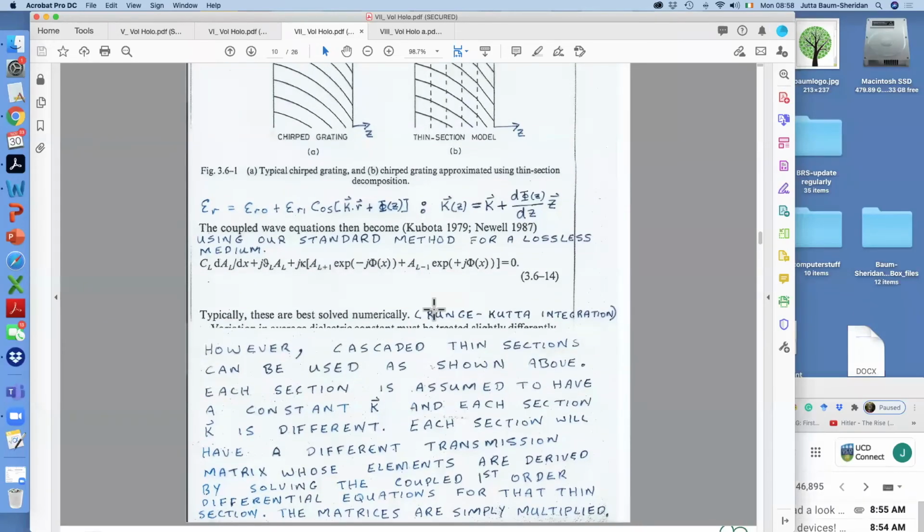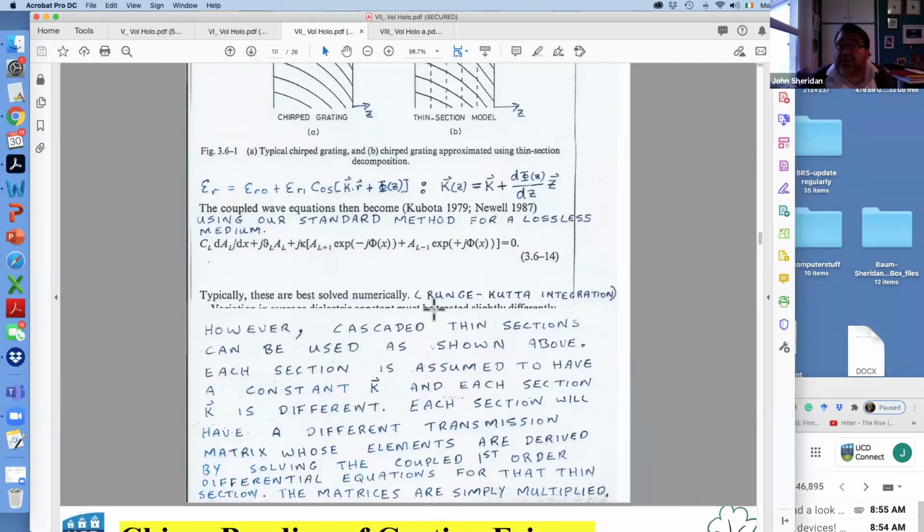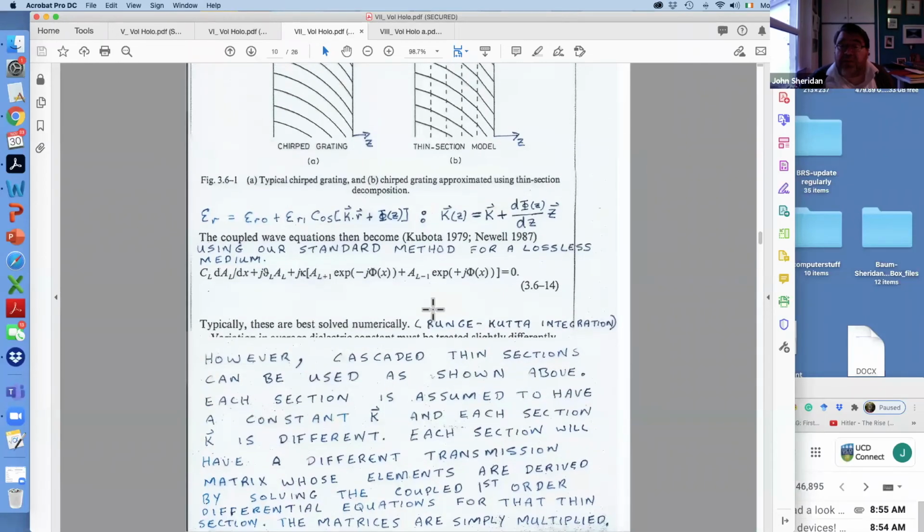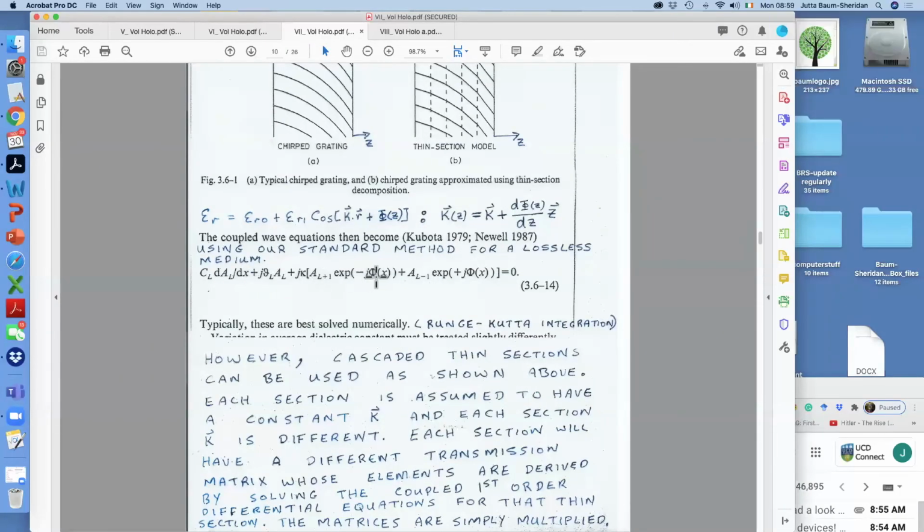Are we okay? Are there any questions? So we can typically solve these numerically. We can solve an equation like this numerically, where now this is X here, but this will be Z in my notation. So he's using X here as the thickness coordinate. Are we okay?